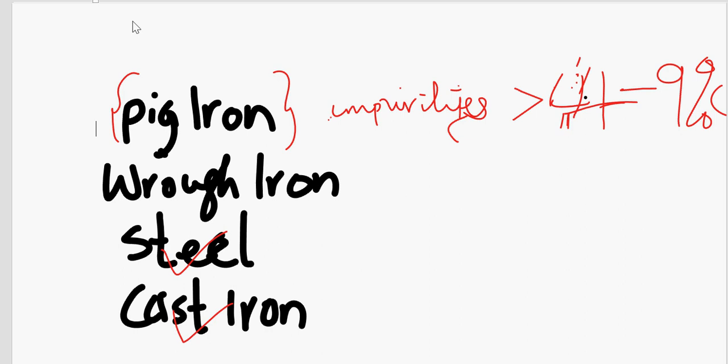When we talk of wrought iron, we are looking at almost 100% iron, though we rarely have 100% iron, because it's difficult to remove carbon from iron. But when we say wrought iron, we are looking at almost 100% iron, and pure iron is very ductile. So wrought iron is very ductile.